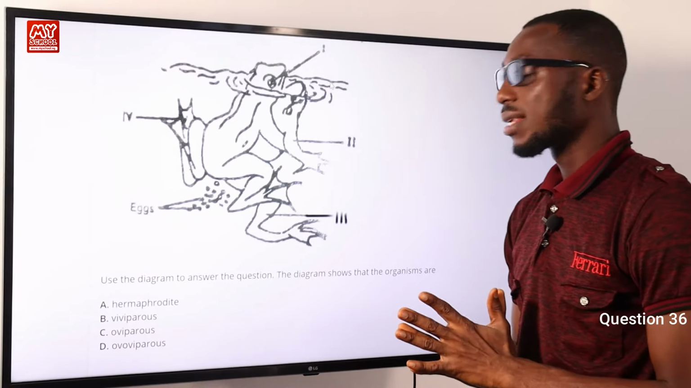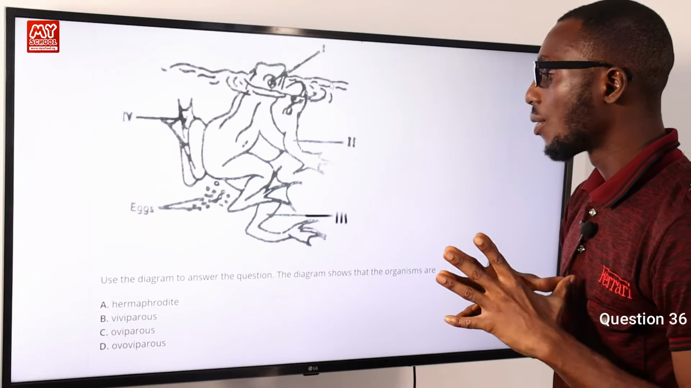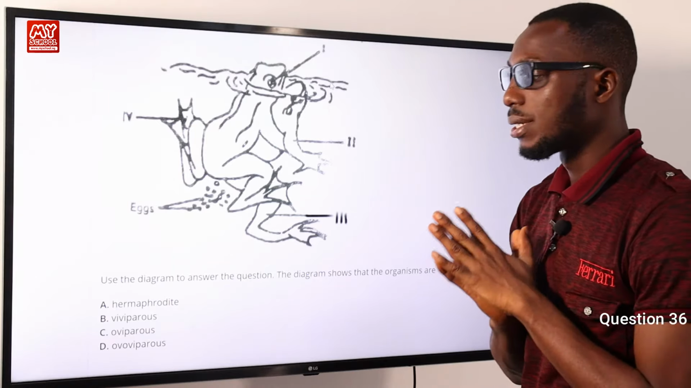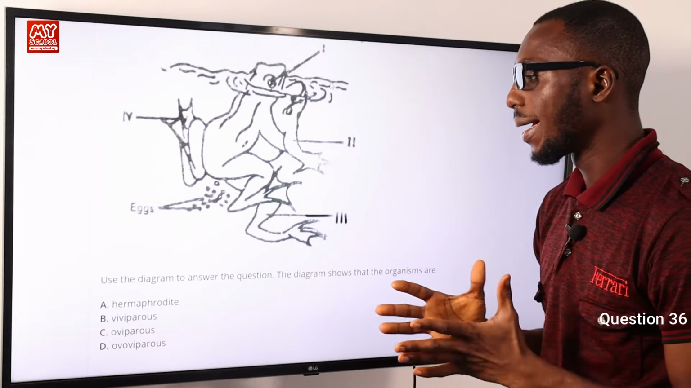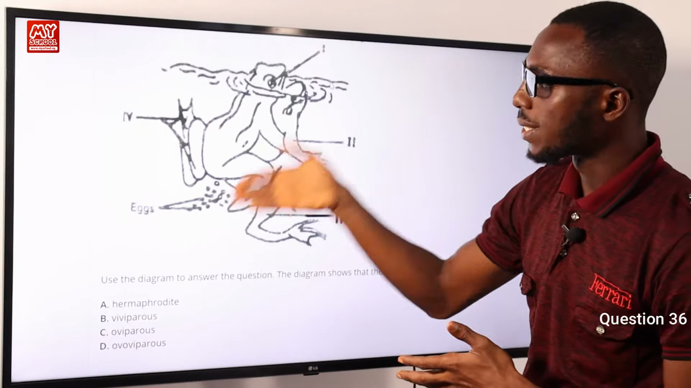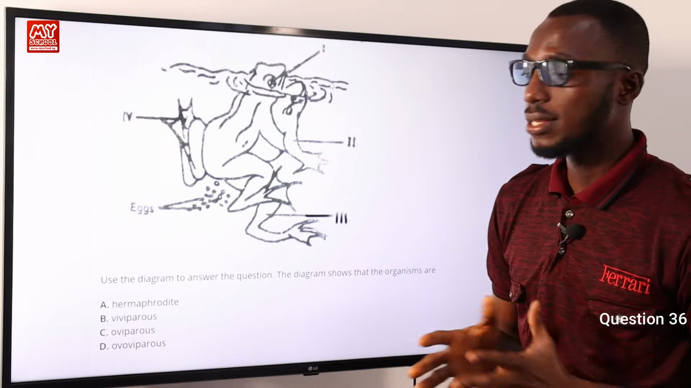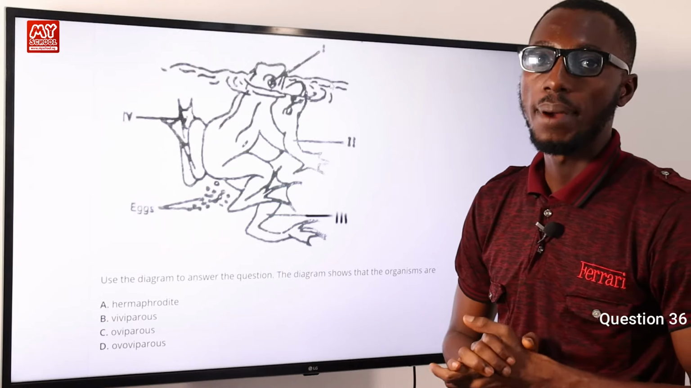Question 36. Use the diagram to answer the question. The diagram shows that the organisms are what? They are oviparous. They lay eggs. And you can see the egg being laid outside the body and the male fertilizes the egg. These are amphibians. So the correct option is option C, oviparous.